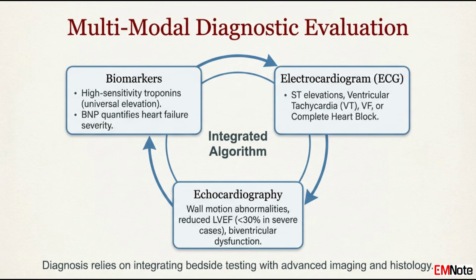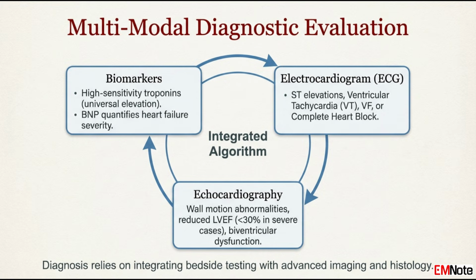Okay, let's move to diagnostic evaluation. We need proof. Start with biomarkers. Well, high-sensitivity troponins are nearly universal. What if the troponin is normal? Then you should be very, very skeptical of the diagnosis. And BNP. That quantifies the severity of the failure. Okay, what about CK-MB? Its utility is pretty variable. I'd say stick to troponin.